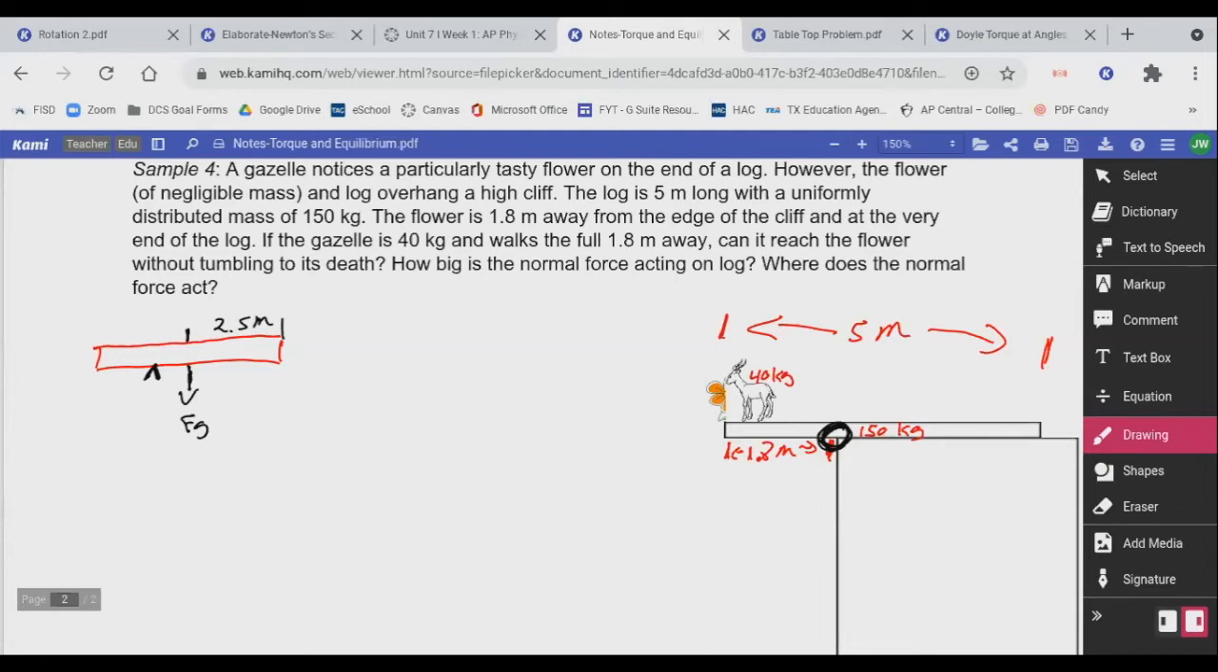Now the gazelle is out here on the edge, and his force of gravity is happening 1.8 meters from the pivot.